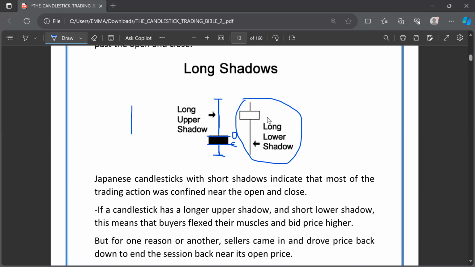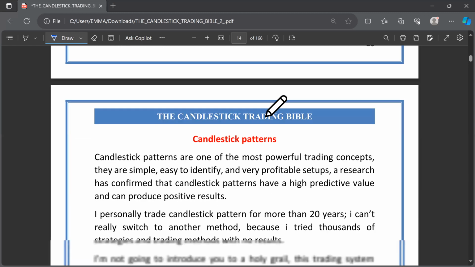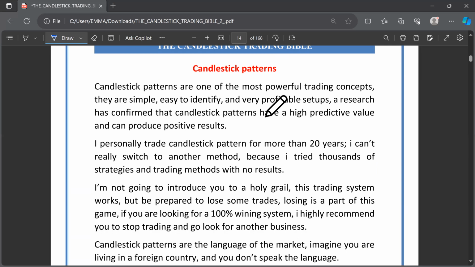So that is it. Now we go to candlestick patterns. I think we should treat this one in the next episode, right? So we will end here.